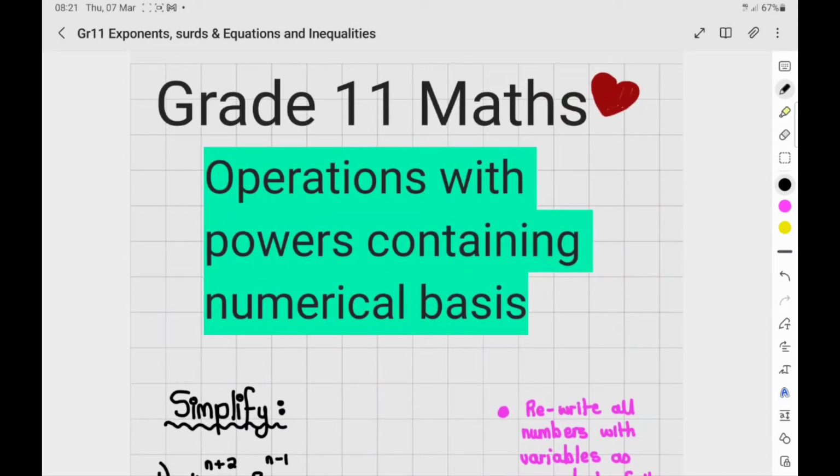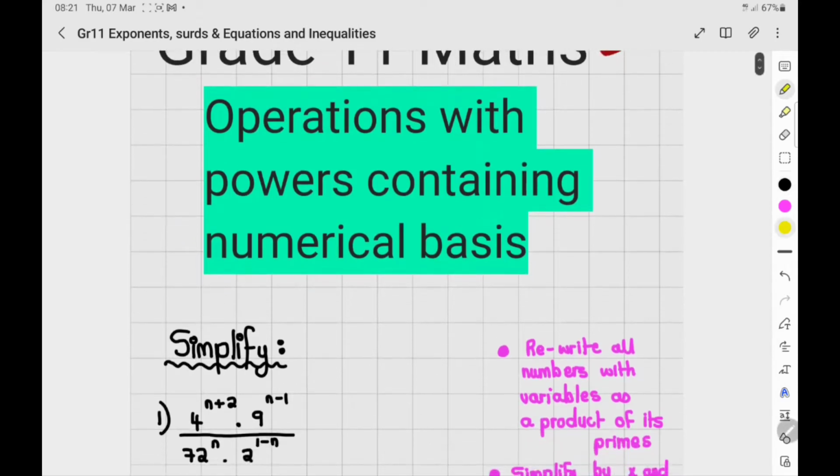All right, so the thing that you need to remember here, that is key, you need to break down any base number as a product of its primes. Why do we want to do that? Because of this very word here, simplify. Now, the only way we can simplify is when we've got the same bases.